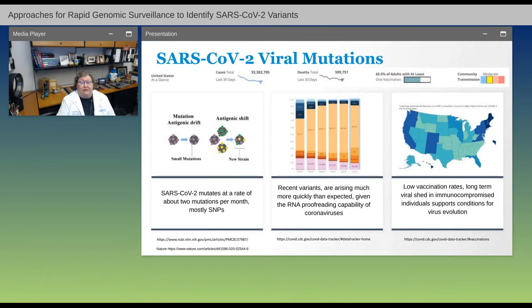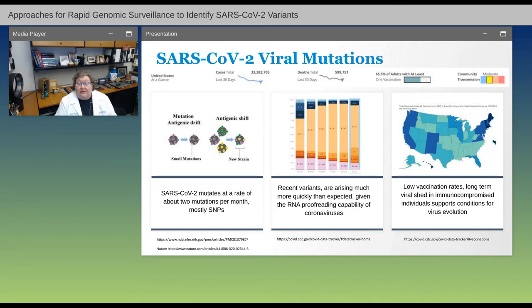Now, there's a lot of surveillance going on in the United States and around the globe for the viral mutations. In the United States, about 6 to 7% of the virus isolates are being sequenced. The virus mutates at a rate of about 2 mutations per month. They are mostly single nucleotide polymorphisms. And the CDC puts out a bar graph that shows the recent variants and the changes in them. So you can see here the B.1.1.7 that gained in popularity. And these are available usually on the state and federal public health websites.